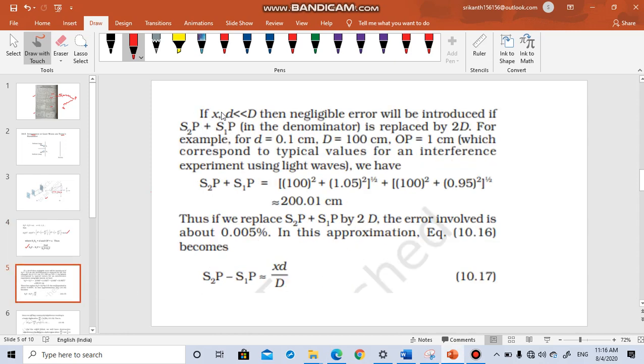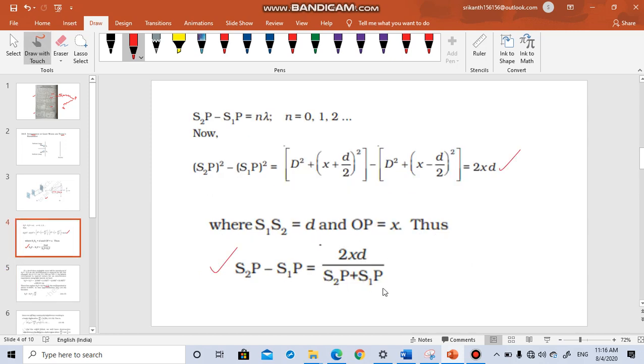For finding out the denominator value, let us say this is x, and here we are taking the screen distance as capital D, and the gap between the slits as small d. If small d is very, very less than D, you can take this S2P plus S1P as 2D. This denominator you can take as 2D. Let us calculate this value of S2P plus S1P in the denominator.